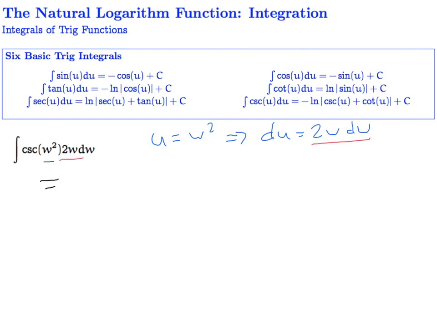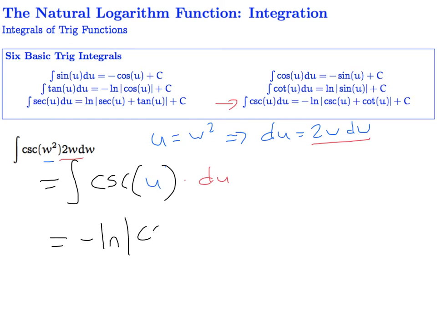So this means I can replace my integral here that looks kind of complicated with a somewhat nicer looking integral of cosecant of u times du. And this is an integral that I can solve. It's right up here in the table. It's the last one. So this says that this integral is going to equal negative natural log absolute value of cosecant of u plus cotangent of u plus c.